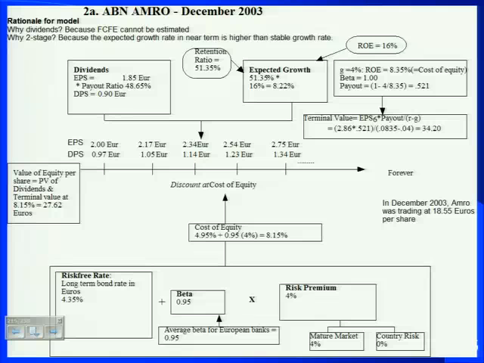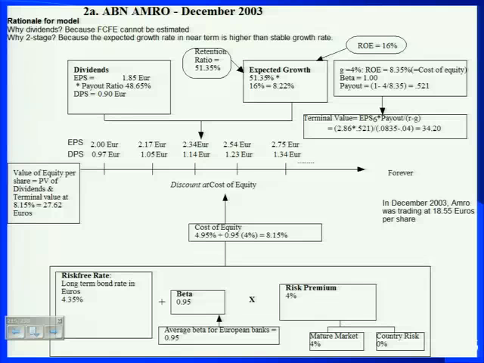I used a two-stage model for ABN AMRO because, at least based on my estimates, I was projecting a growth rate of about 8% in earnings and cash flows, and that was too high to be a stable growth rate. Too high relative to what? The risk-free rate then was 4.35%. Clearly, this could not be a stable growth rate.